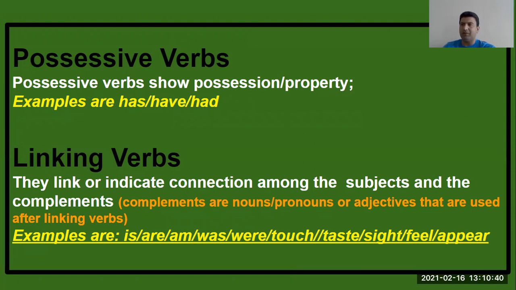Usually we use an adverb after verbs. For example, when we say he goes slowly, slowly is an adverb and go is a verb. But in that case, taste is a verb, but nice is an adjective.